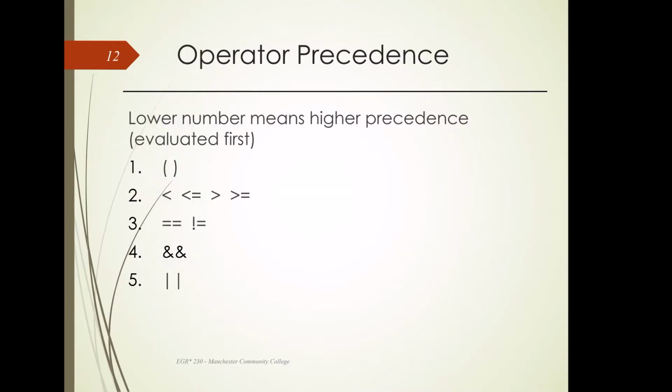Okay, the next thing is the operator precedence. When we start to go through and evaluate conditional expressions, we need to pay attention to the operator precedence, okay? So basically this is first, this would be evaluated second, third, fourth, and fifth. So these are the relational operators here, and here are our logical operators.